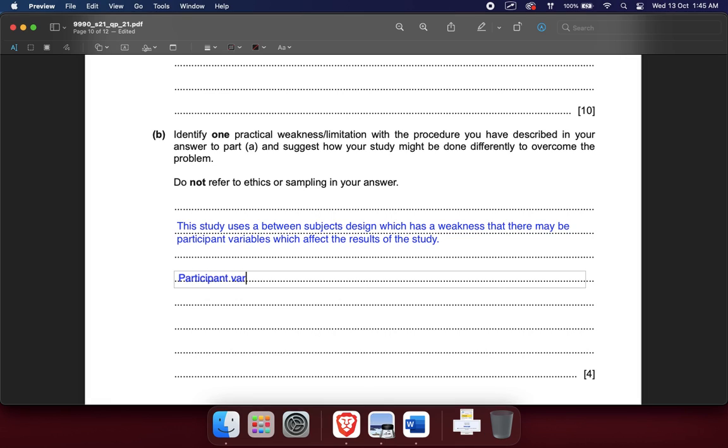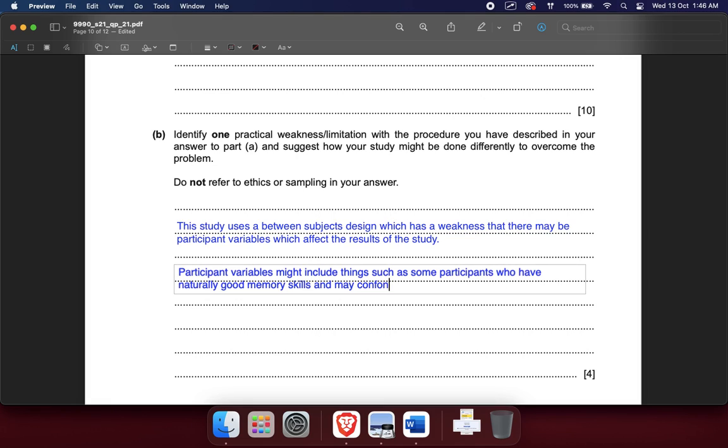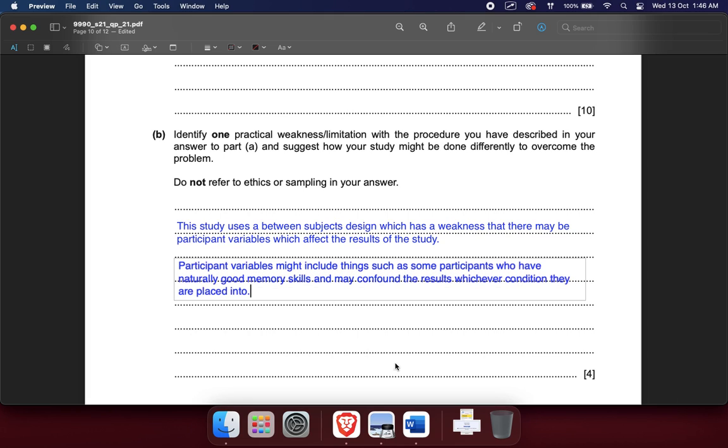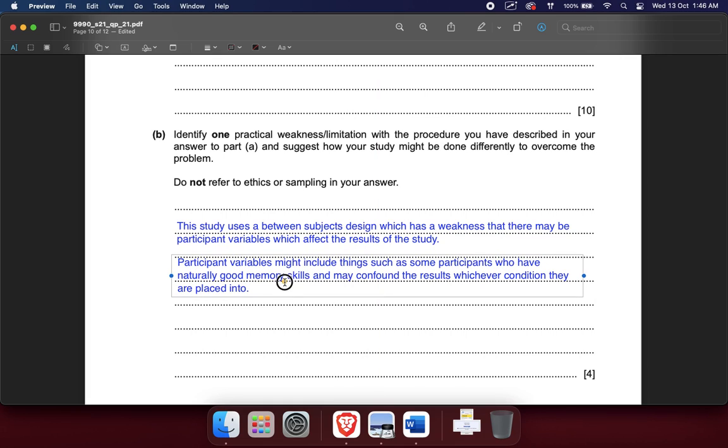Participant variables might include things such as some participants who have naturally good memory skills and may confound the results depending on whichever condition they are placed into. Right? So some people naturally have better memory skills than others. But if you have someone who has very good memory skills, they will affect your results.